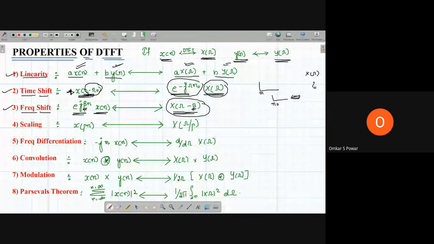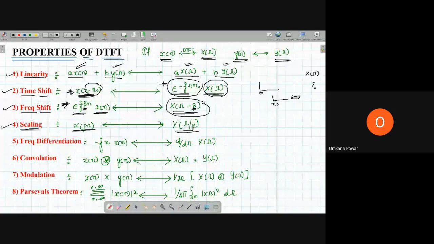Here also you have to multiply by an exponential, but in time shifting it is e power minus, here it is e power plus. Scaling: if you scale in the time domain, x of pn, in the frequency domain it will be division, X of omega by p. Here it is multiplication by the factor, here it is division by p.